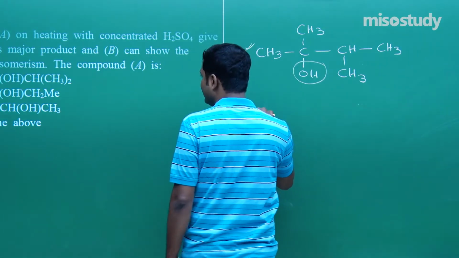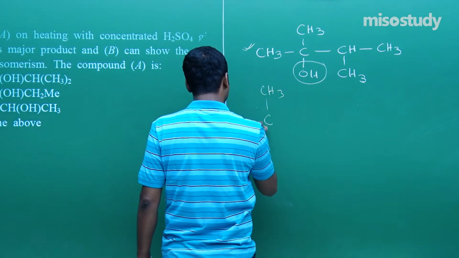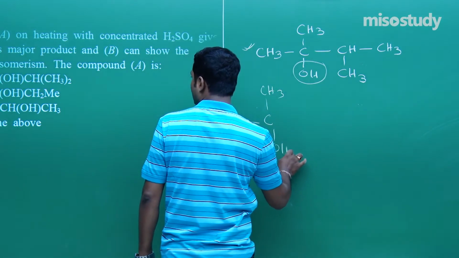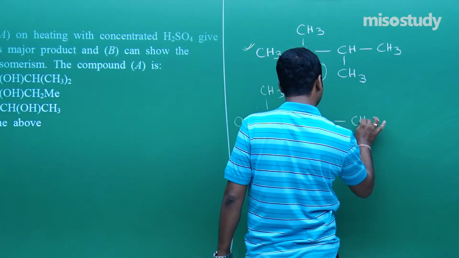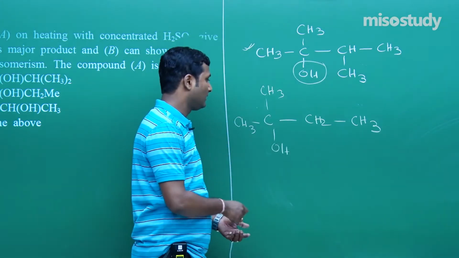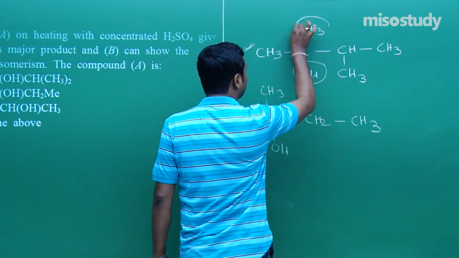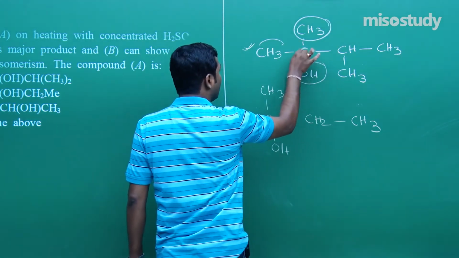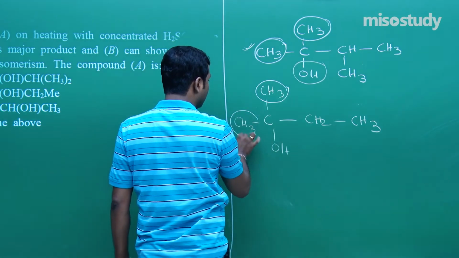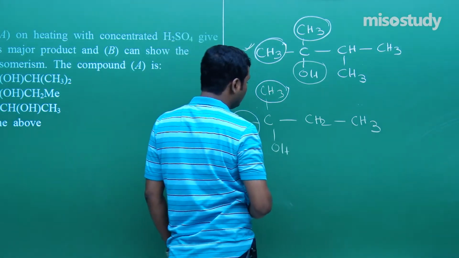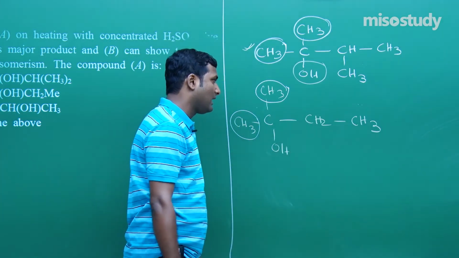Now the next one is CH3 again, CH3, now CH3, that is OH, that is CH2, then CH3. Clear to you? Now look at why it is not possible. This carbon contains two same groups. These two carbons contain the same group. So in this case there is less possibility to show geometrical isomerism.